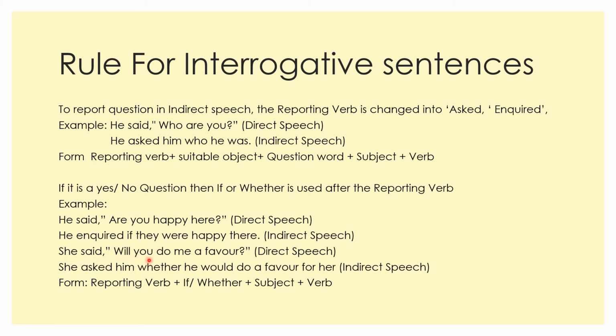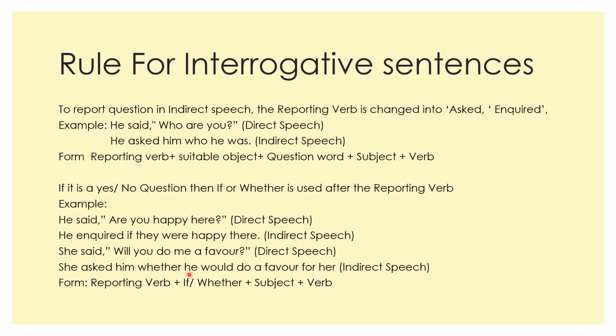She said, will you do me a favor? So you will write, she asked him whether he would do a favor for her. You could also write it like that: she asked him whether he would do her a favor. Both ways are correct. So here the reporting verb is asked. Then there is a suitable object put in this sentence. The suitable object is him. Then you use if or whether.